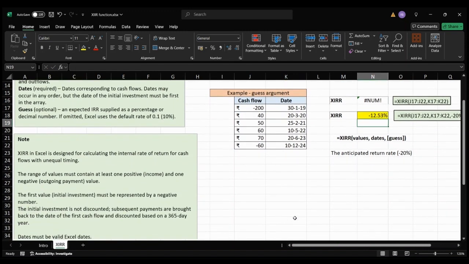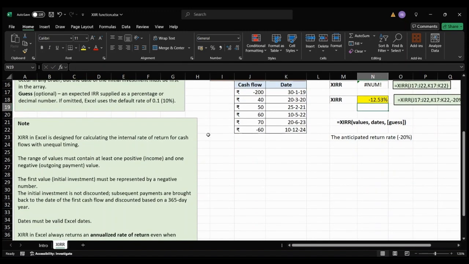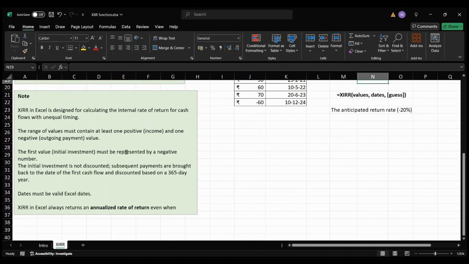Now a few things which we have to keep in mind: XIRR in Excel is designed to calculate the internal rate of return for cash flows with unequal timings. The range of values must contain at least one positive value, which is income, and one negative value, that is outgoing payment. The first initial investment must be represented by a negative number. Initial investment is not discounted. The subsequent payments are brought back to the date of the first cash flow, and the discount is based on 365 days a year. The dates must be valid Excel dates.